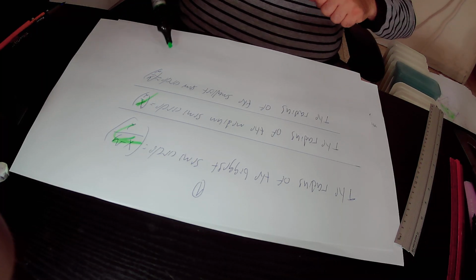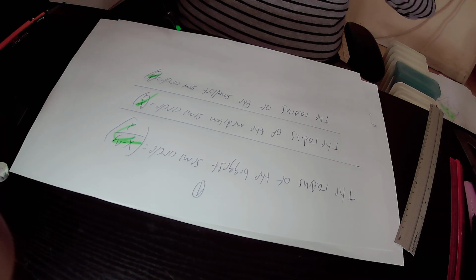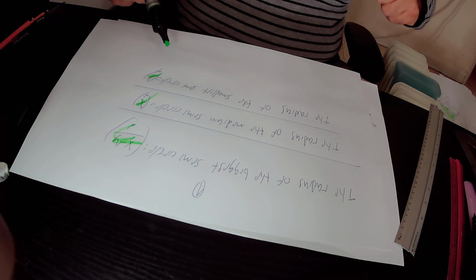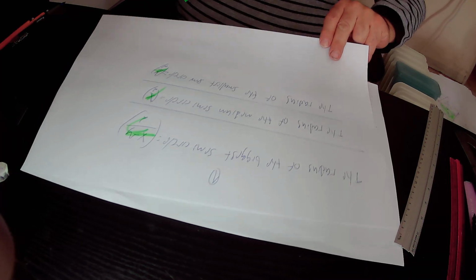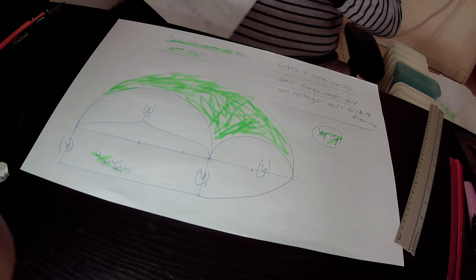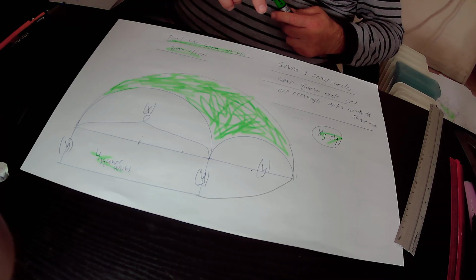So in total, we found out that the radius of the biggest semicircle equals x plus y over 2, the radius of the medium semicircle equals x over 2, and the radius of the smallest semicircle equals y over 2 units in its length. Our task is to find the area of this green shape. So what is the area of the green shape?